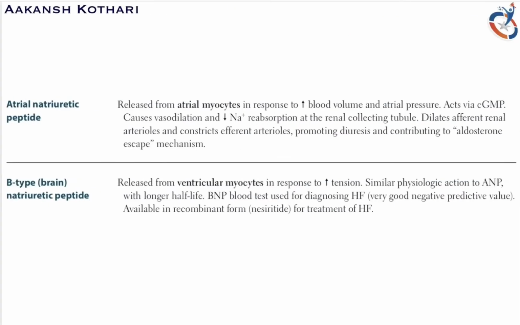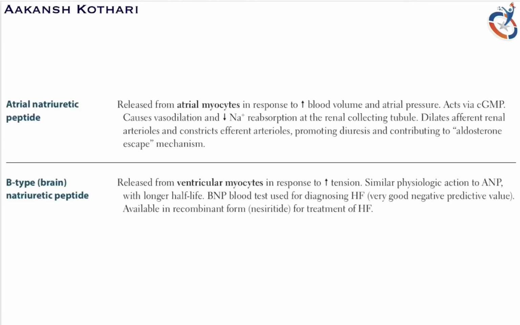Okay, so let me just revise the already explained facts of the renal system that we have spoken about: ANP and BNP, that is atrial natriuretic peptide, and BNP, that is B-type natriuretic peptide. So what do these two hormones do?